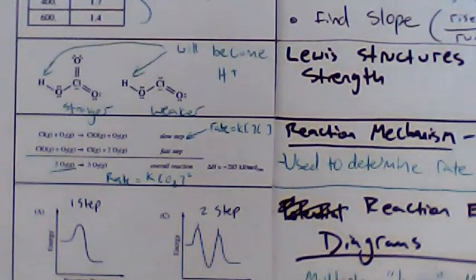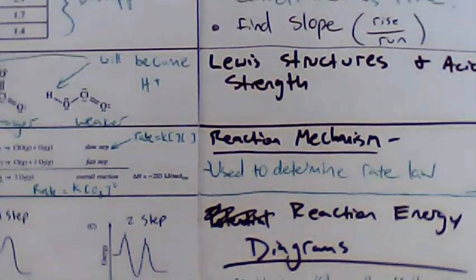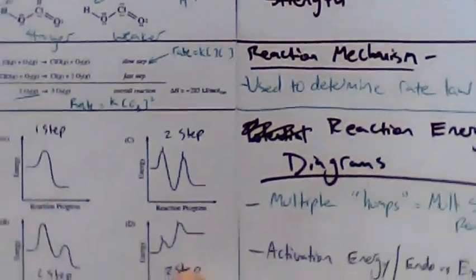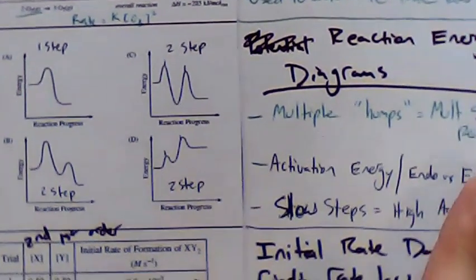Here we're looking at reaction mechanisms. So remember, slow steps are your rate determining step. You can find your rate law based on that. Here is another reaction energy diagram.